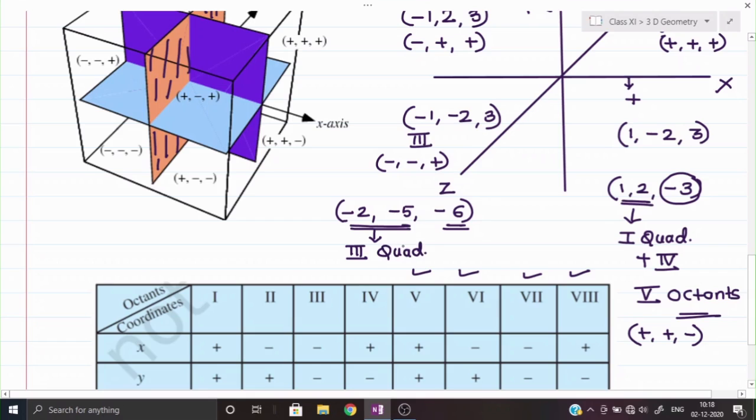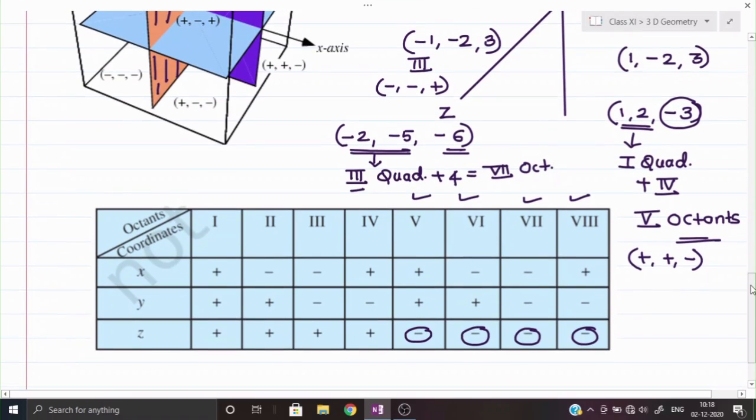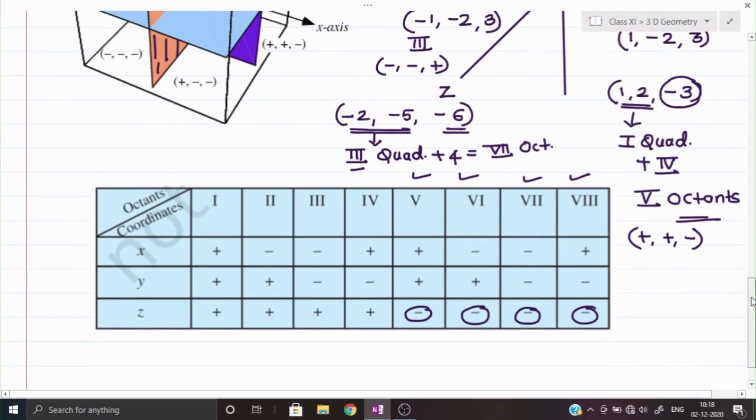So if they lie in the third quadrant, then you add 4 to it: 4 plus 3, that is 7. So we can say that they will lie in the 7th octant. You can check the sign of the 7th octant, all will be negative. So in this manner we can easily find out the name of the octant as per the given coordinates. Let us now start the exercise.